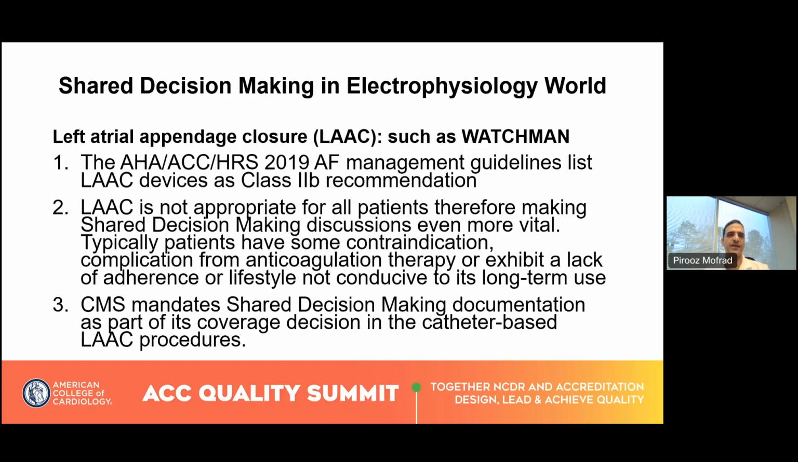So in the 2019 AFib management guidelines, left atrial appendage occlusion device was a class 2B, but clearly is going to be improved above and beyond that in the future.